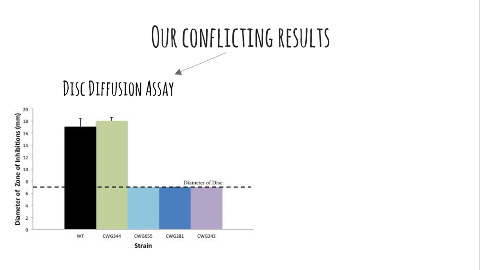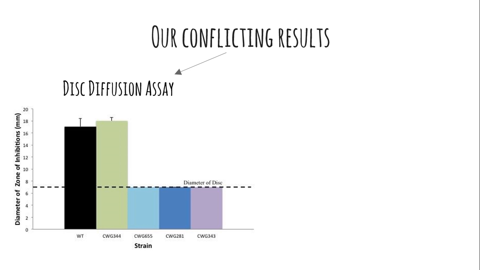We completed our disc diffusion on all of our experimental strains, and as seen from the graph on the left, the WZB mutant CWG344 was the only strain that displayed erythromycin sensitivity to the same extent as the wild-type strain E69. All other strains, including CWG655, CWG281, CWG343, displayed resistance to the erythromycin discs.